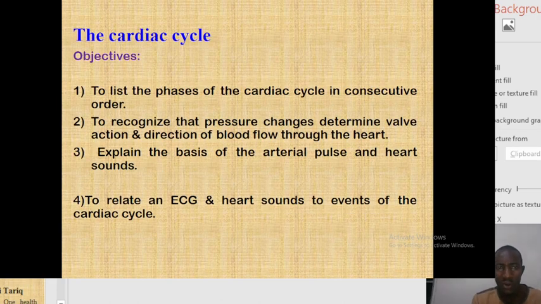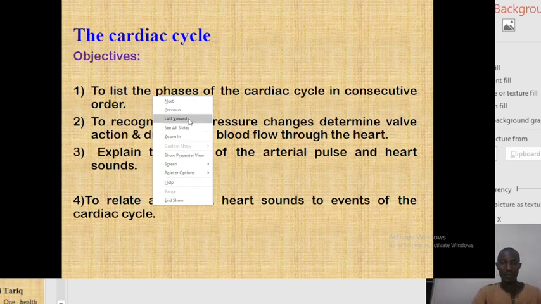The cardiac cycle we shall discuss in terms of phases, and we shall see that those phases are the systole and the diastole. We shall know which term we give when the heart contracts, and which term we use when the heart relaxes. We shall also discuss the ECG, which is the electrocardiography.